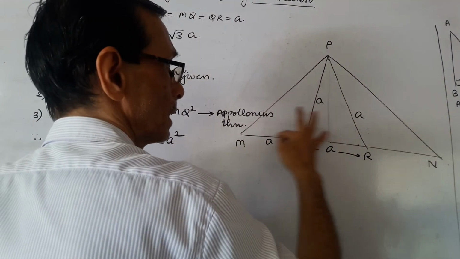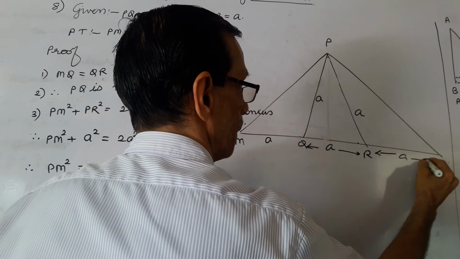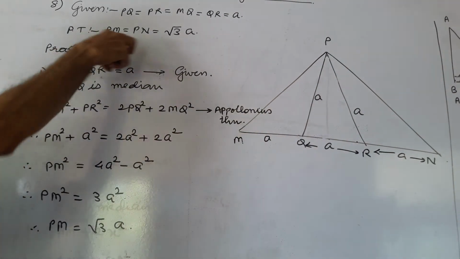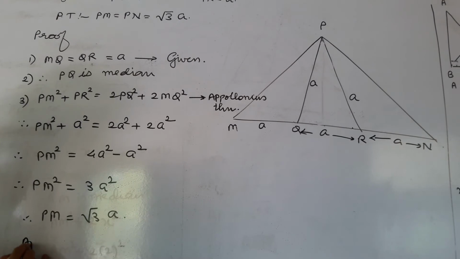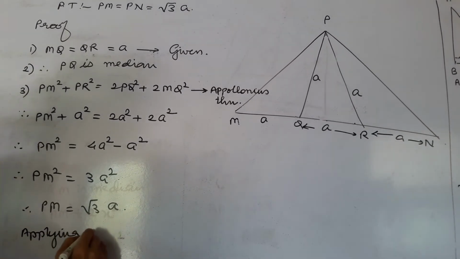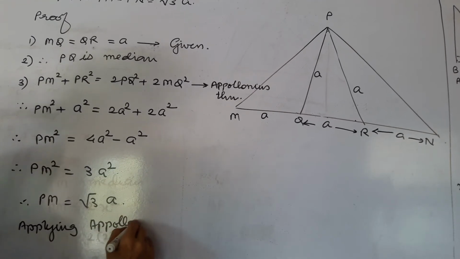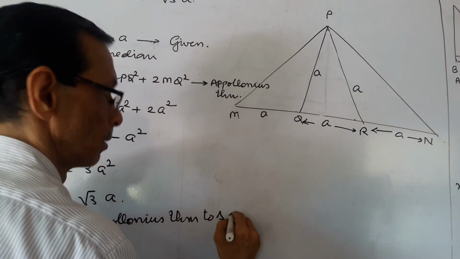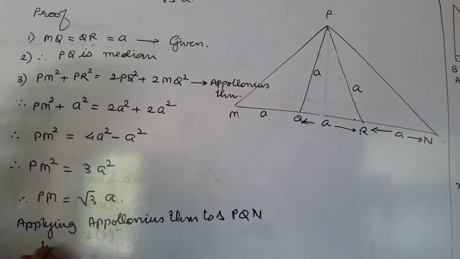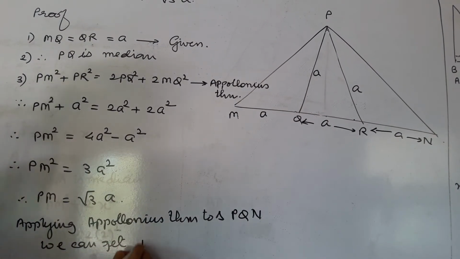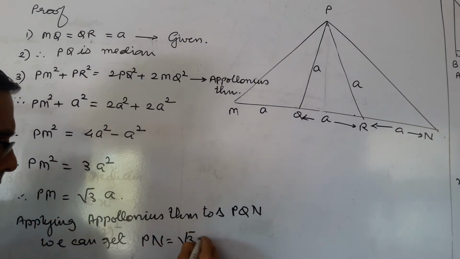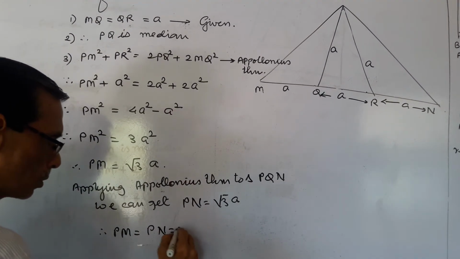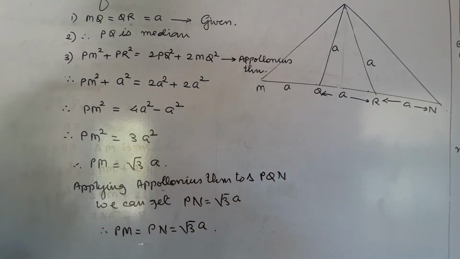We find exactly the same condition here. This is also equal to A, given. So applying Apollonius's theorem to triangle PQN, we can get PN also equal to root 3A, and therefore PM equal to PN is equal to root 3A, which is proved. Copy this.